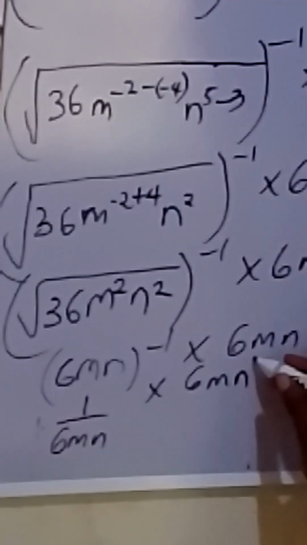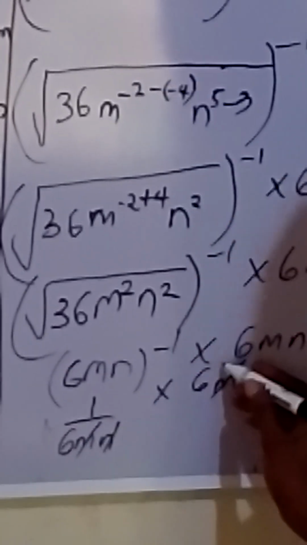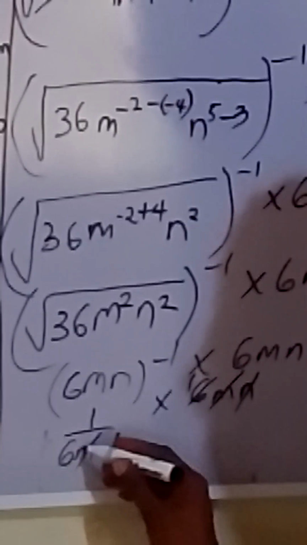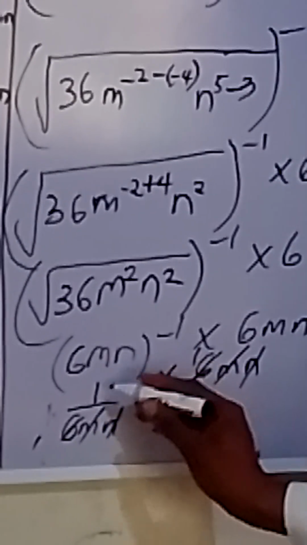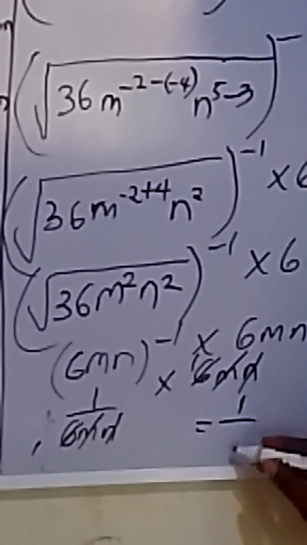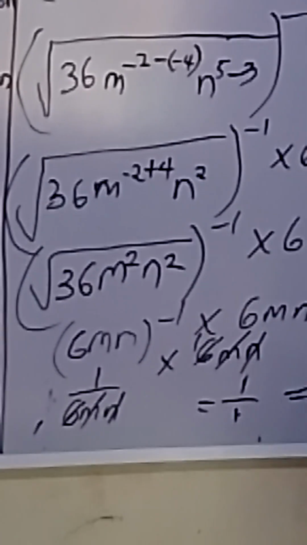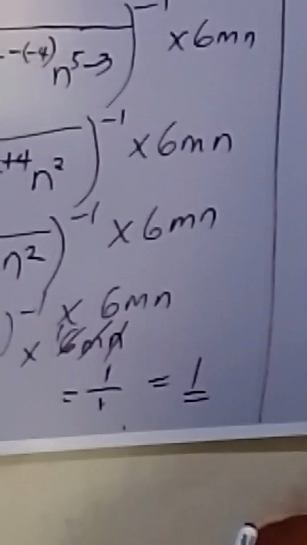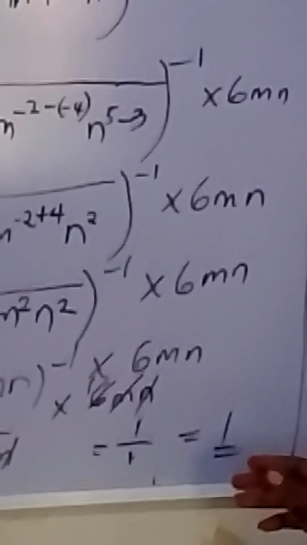So m cancels m, n cancels n, 6 dividing 6 is 1. So what do we have? In the numerator we have 1 times 1, which is 1. All over the denominator we also have 1. So 1 divided by 1 is equal to 1. You see, the simplification of this gives us 1 as the final answer.